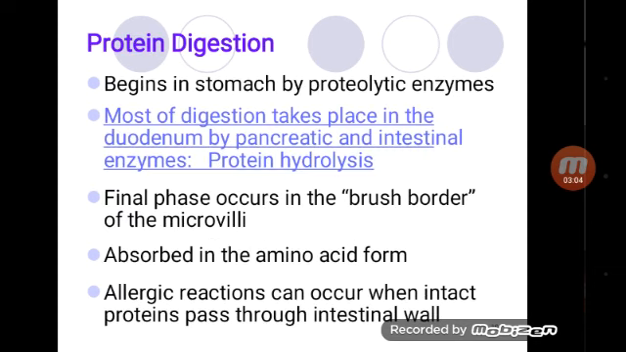Coming to protein digestion, it begins in stomach by proteolytic enzymes. Most of the digestion takes place in the duodenum by pancreatic and intestinal enzymes. Protein hydrolysis final phase occurs in the brush border of the microvilli, absorbed in the form of amino acids, because otherwise what happens? Allergic reactions happen.